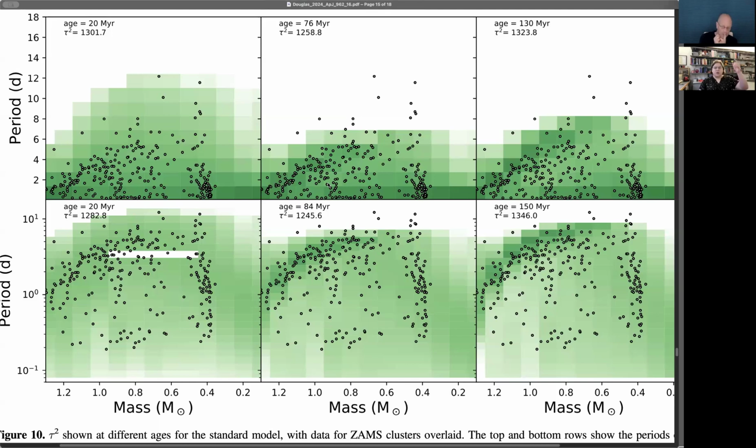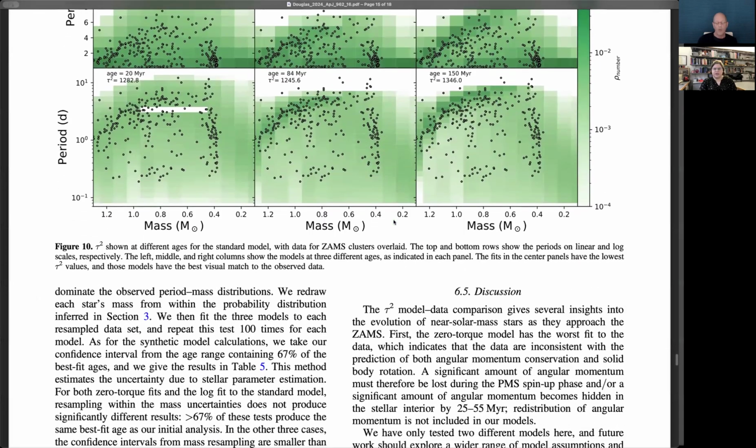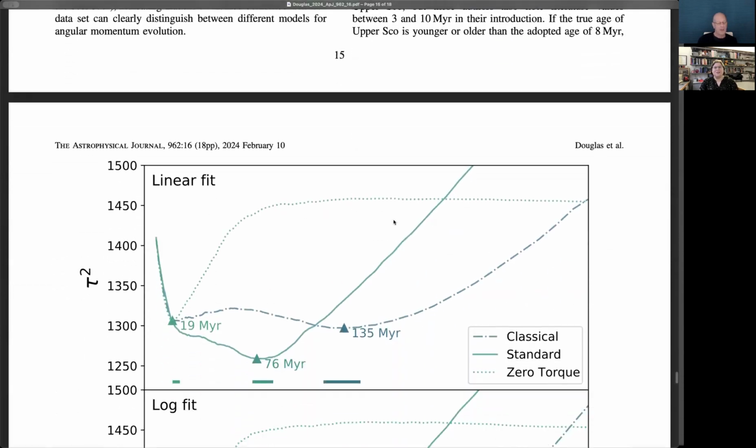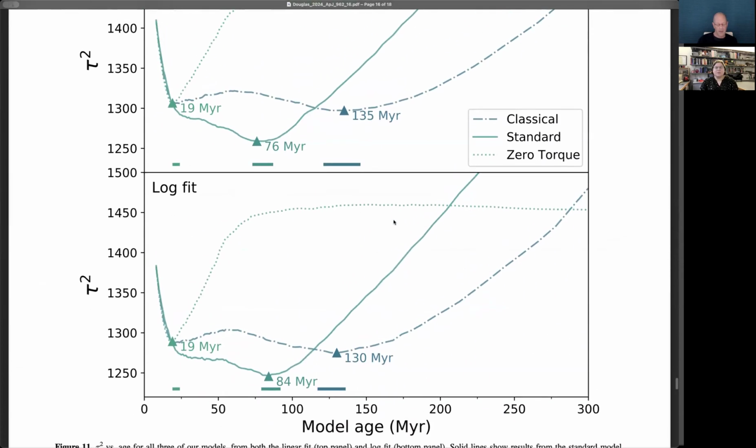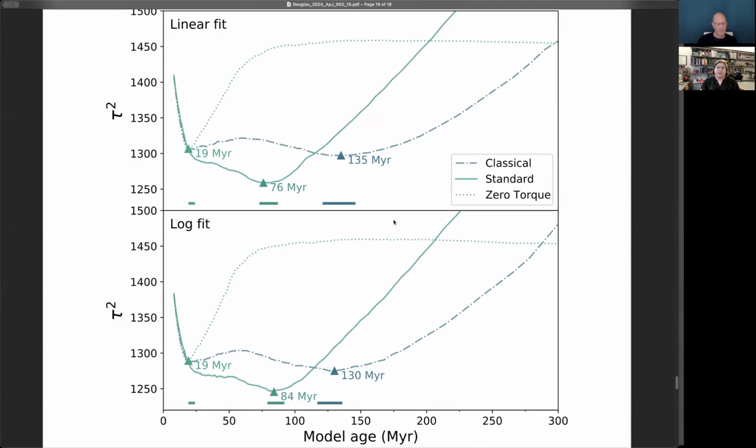Okay. So if we scroll down to figure 11 or table 5, whichever one comes first. I think we'll do both. Yeah, we'll get to both eventually. Figure 11. Yes, here we go. So what this is showing now is tau squared versus model age for the linear fits and the log fits. And they're very similar. There are some slight differences in the numbers, but they're effectively the same.